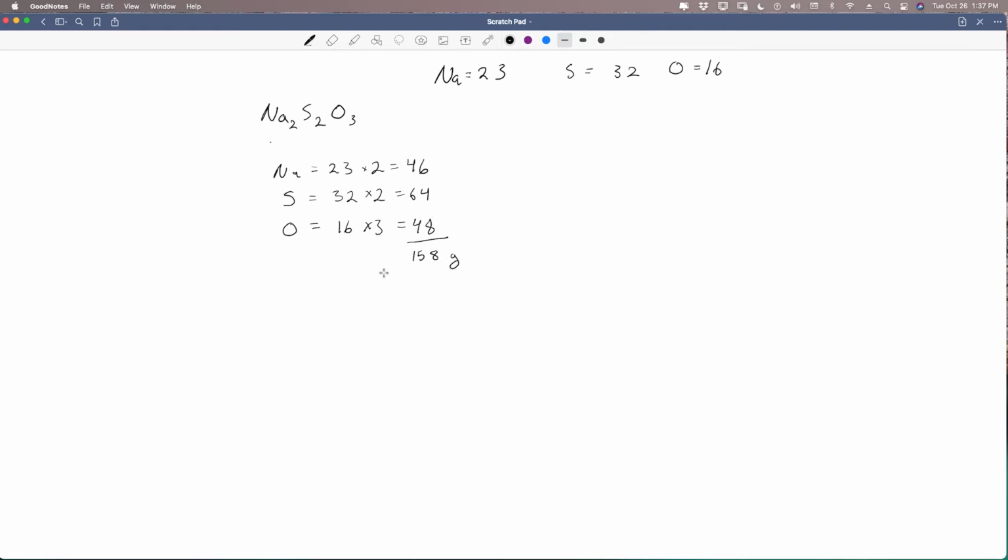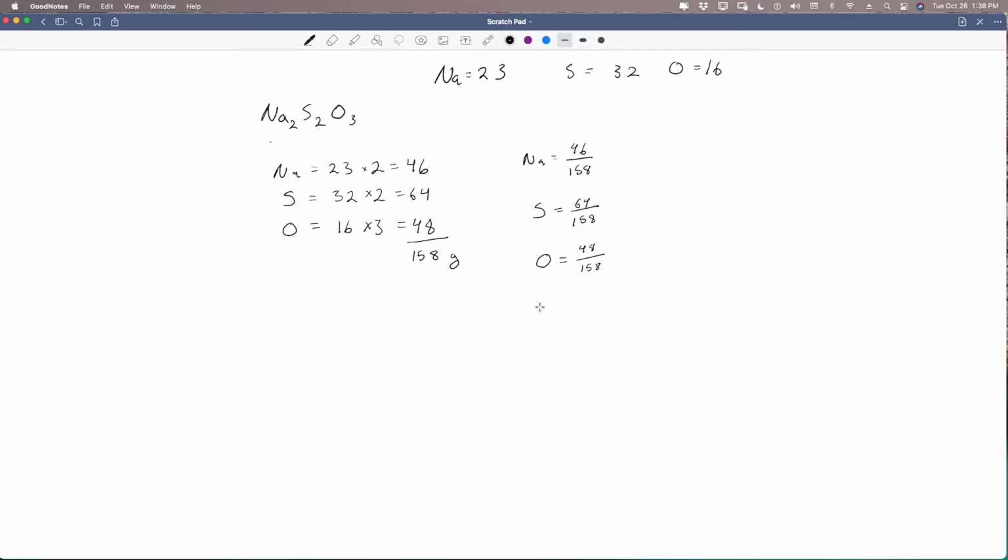So that's what we've been doing so far. We've been finding the total weight, and then we've been creating a proportion. So Na would equal 46 out of 158. Sodium, or I'm not sodium, this is sodium, this is sulfur. Sulfur would then be 64 out of the total 158, right? And then oxygen would have been 48 out of the total 158.